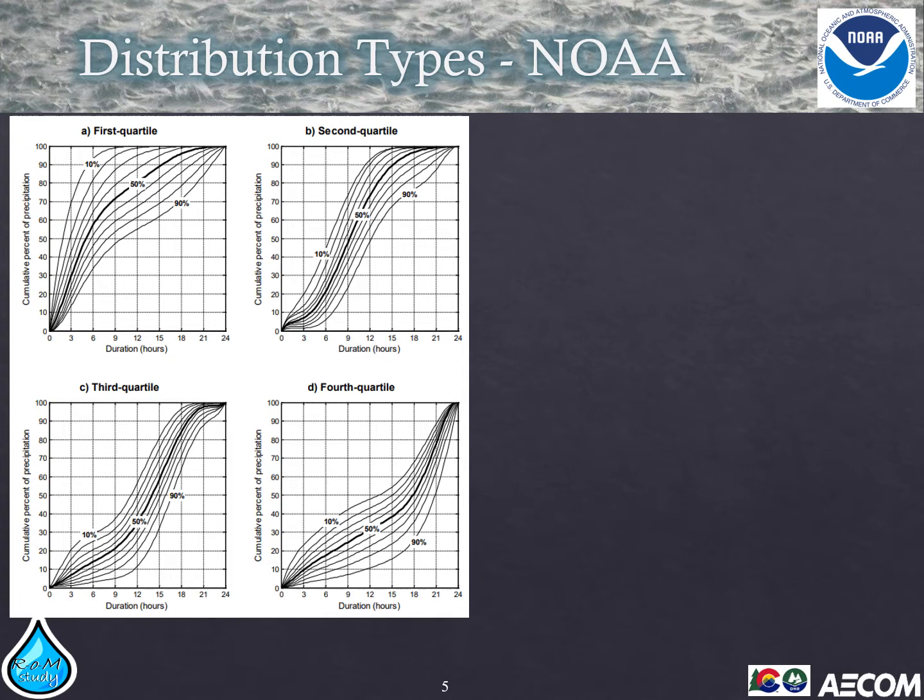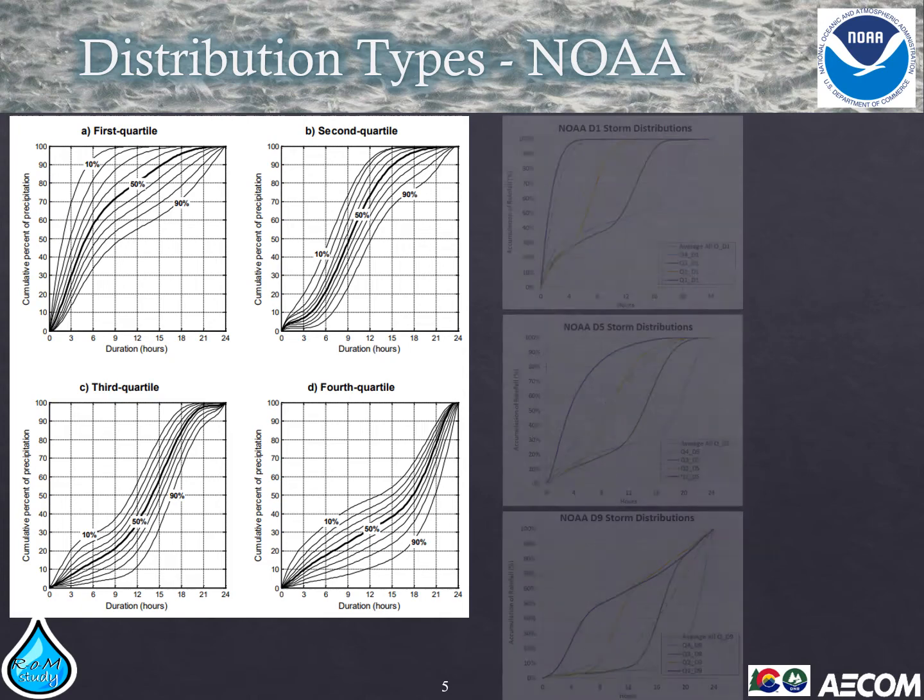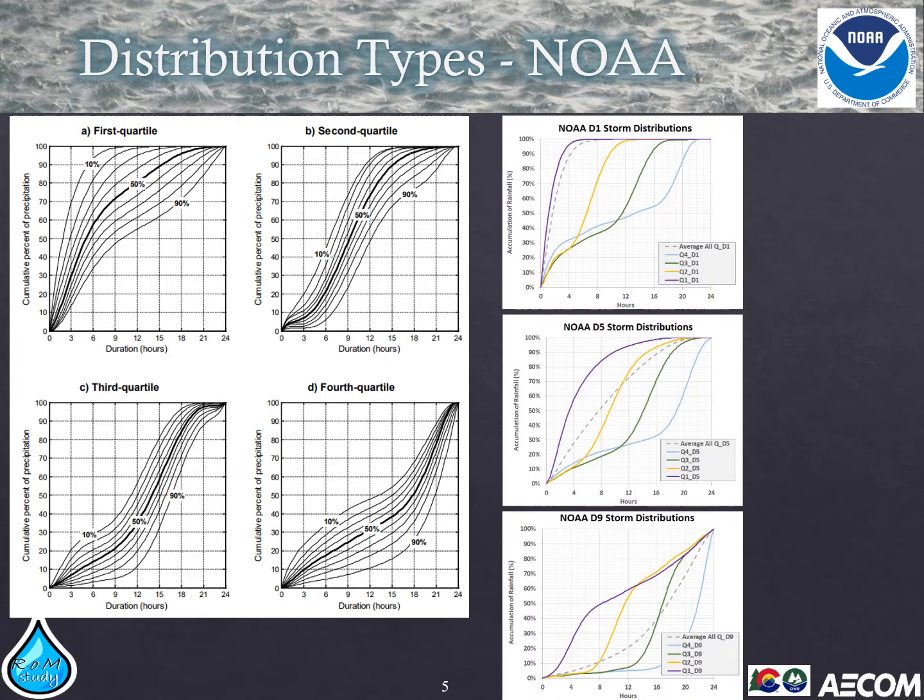So we use these curves and compress them as needed to go below the 6-hour storm when we're looking at the half-hour, the 1-hour, and the 3-hour. And for the purposes of this study, we ran simulations using five of the deciles, so 1, 3, 5, 7, and 9, rather than all of them across all 4 quartiles. The graphics at the right help illustrate the difference between the different distributions.